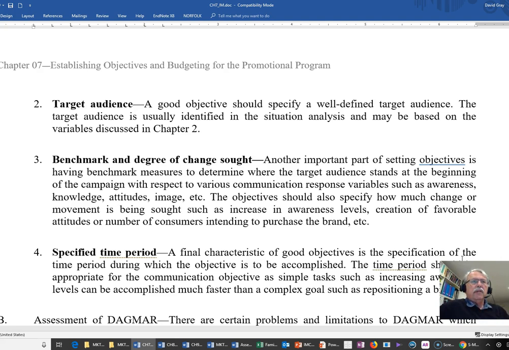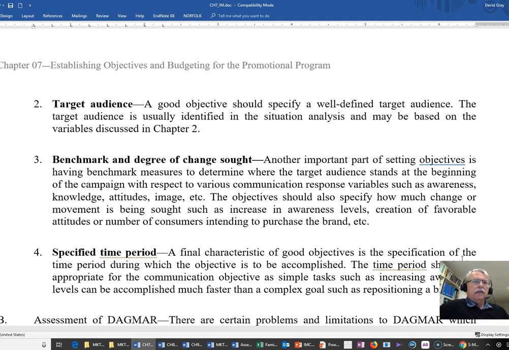And so obviously you need to have some way of measuring it, whether you have a scale from marketing, a series of questions that you ask, whether it's part of your key performance indicators. You need to have some idea of how you're going to measure the changes caused by the IMC program which you're contemplating. The next aspect is the specified time period.